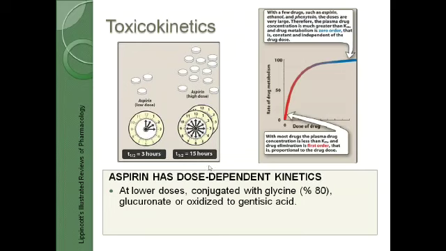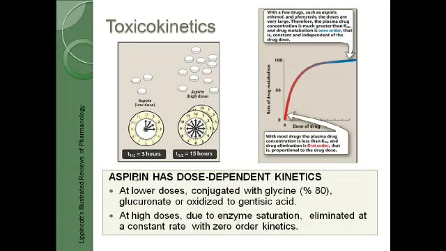Why? Because at low doses, aspirin is conjugated with glycine, glucuronate, or oxidized to gentisic acid. But at high doses, due to metabolic enzyme saturation, it is eliminated at a constant rate with zero order kinetics.